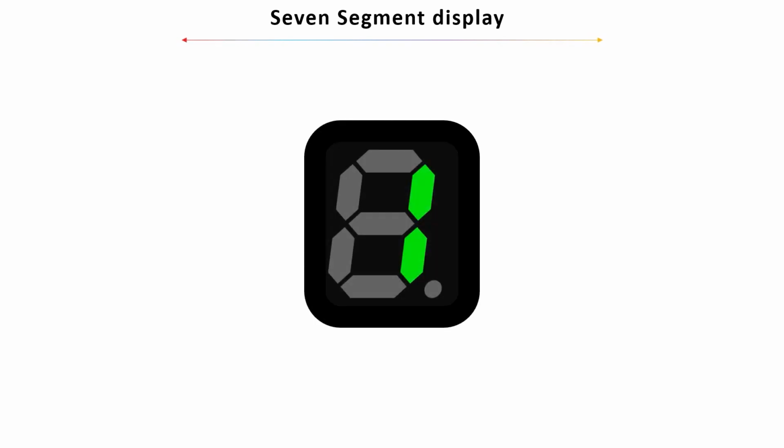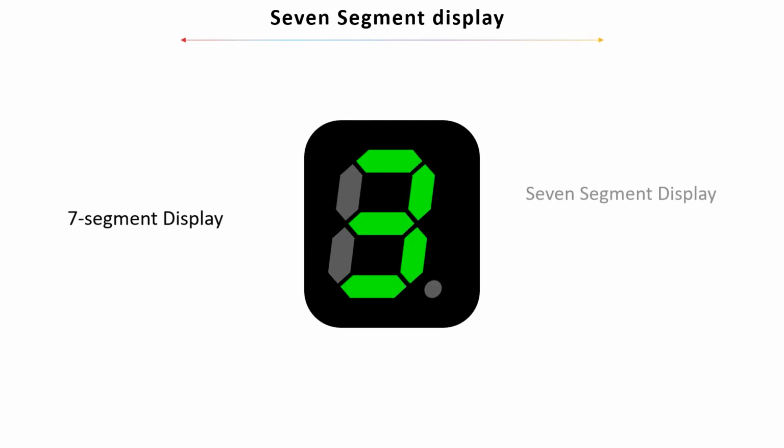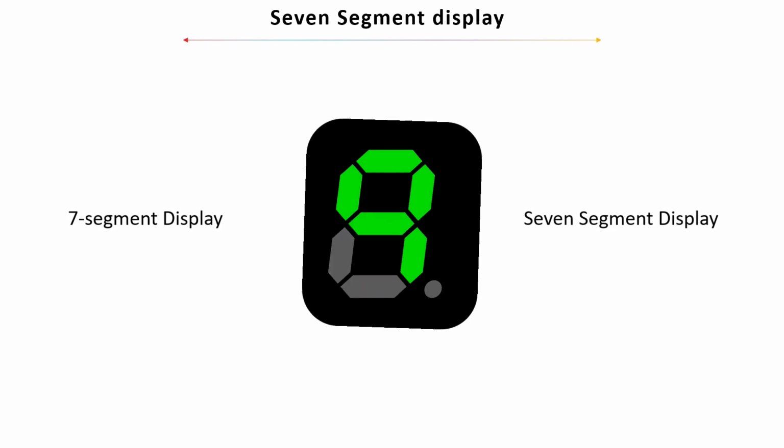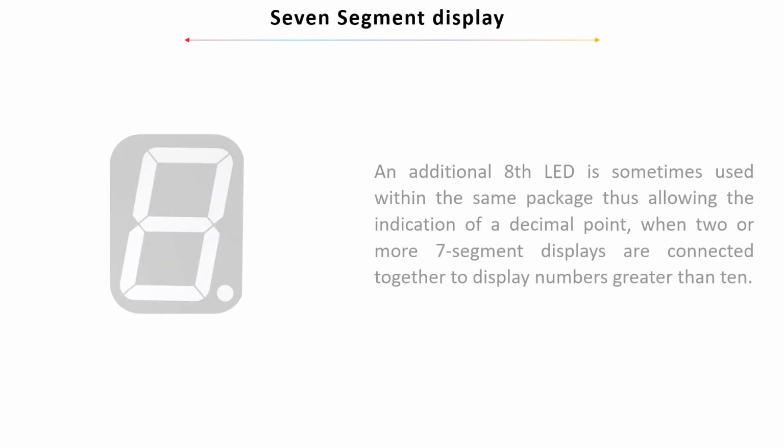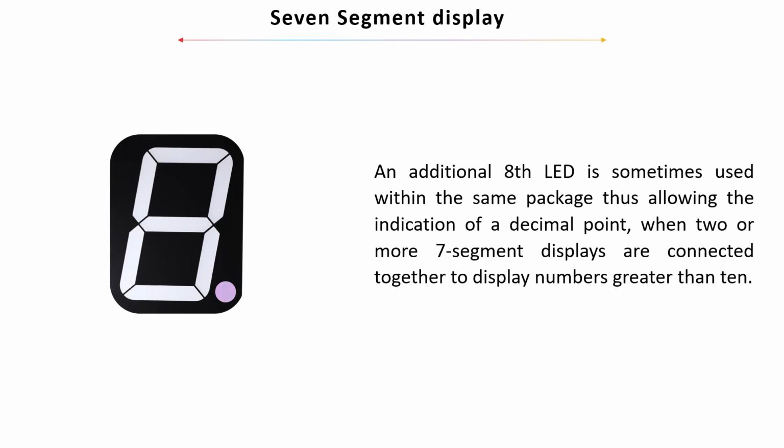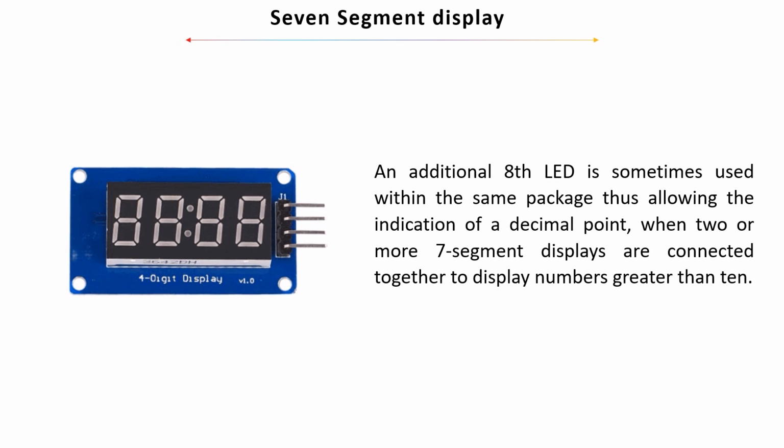7-segment display. The 7-segment display, which can be written either as a number 7 or the text 7, consists of 7 LEDs, hence the name, arranged in a rectangular fashion as shown. Each of the 7 LEDs is called a segment because when illuminated, the segment forms part of a numerical digit, both decimal and hex, to be displayed. An additional 8th LED is sometimes used within the same package, thus allowing the indication of a decimal point when 2 or more 7-segment displays are connected together to display numbers greater than 10.